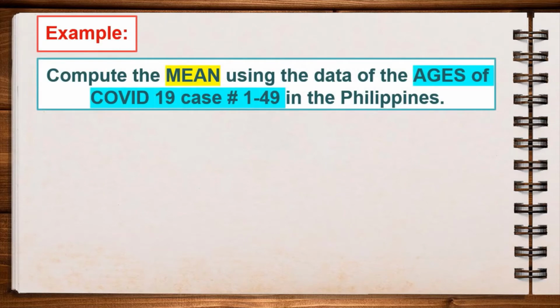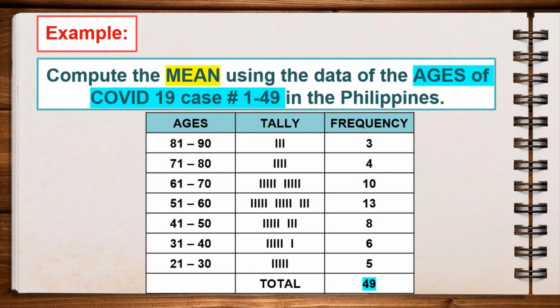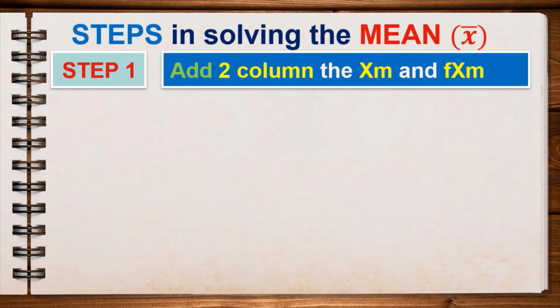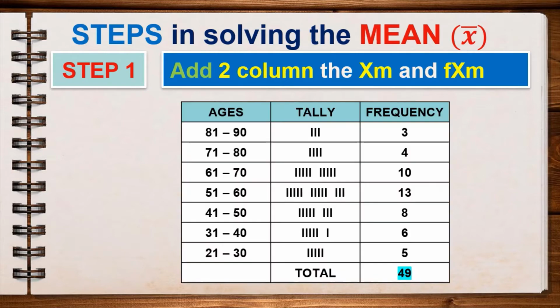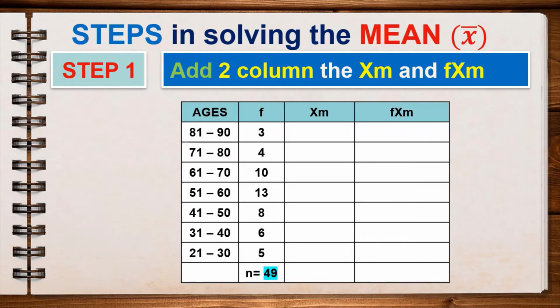Example: compute the mean using the data of the ages of COVID-19 case number 1 to 49 in the Philippines. So we have here the tally and the frequency of the ages of COVID-19 cases. Step 1, add two columns, the XM and the FXM. So tatanggalin na po natin yung tally mark column. Papalitan na natin siya ng dito. So ganun pa rin, yung frequency pinalitan lang ng F, and then yun pa rin yung laman. So this will be our N, 49.